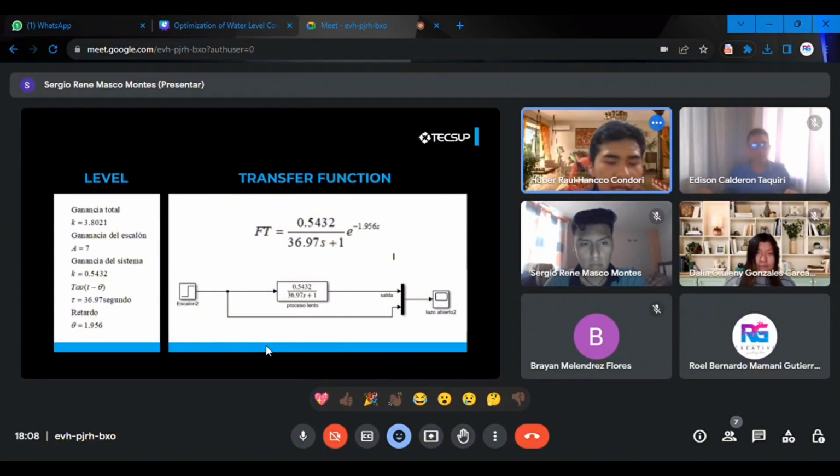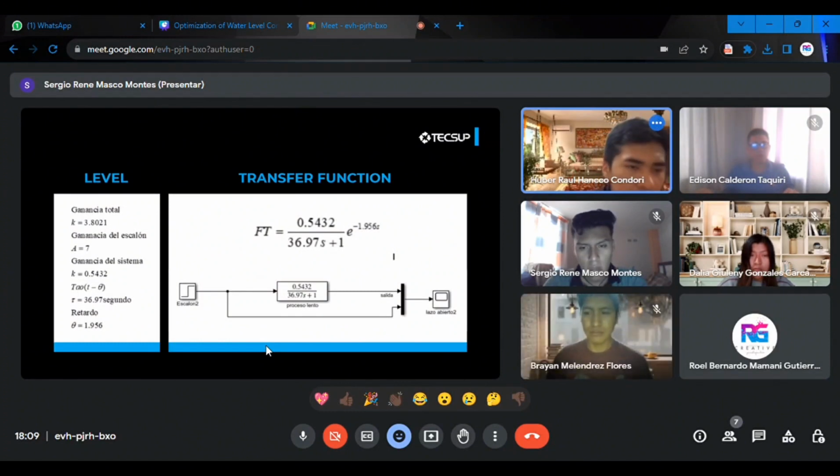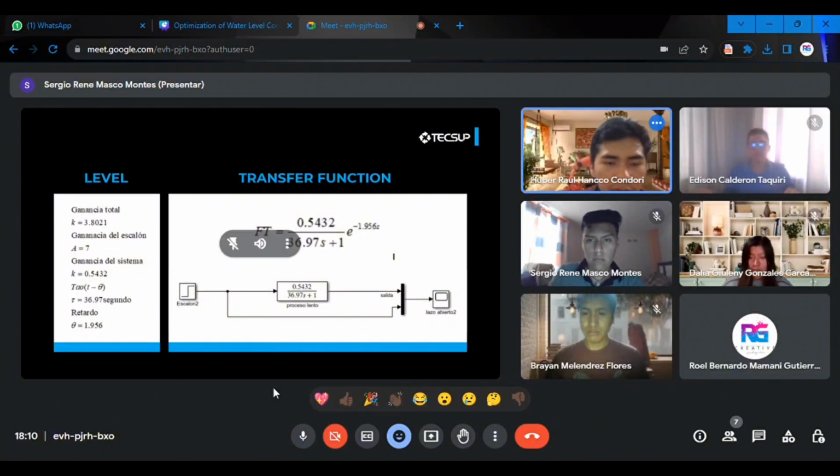Okay, this is the open loop. In this case, the analysis shows the transfer function is correct. For the level parameter, the system gain is 0.5432. The time is 36.97. This time is a little more in comparison with the process flow, because this process level is slower. And the delay in this case is 1.956. These parameters are interesting in MATLAB, in the transfer function, in open loop. Next, please.